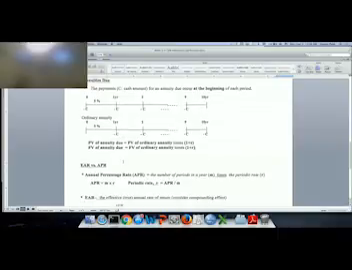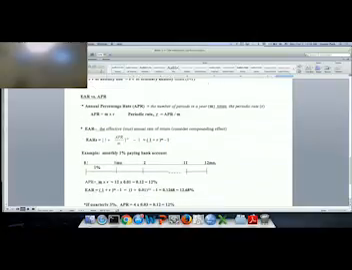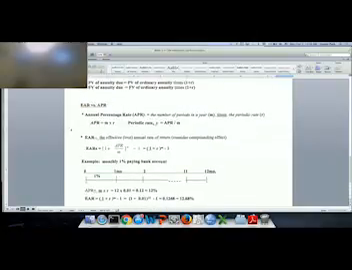Of course, using the calculator, you simply change PMT at the bottom end to begin, and then you calculate to get the answer. The last one here is EAR and APR. APR is the annual percentage rate.